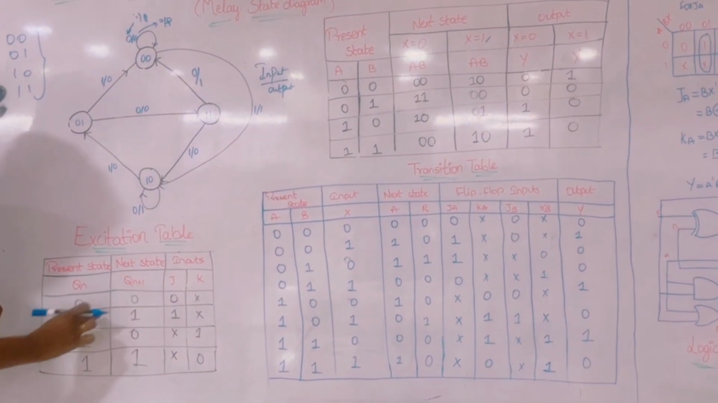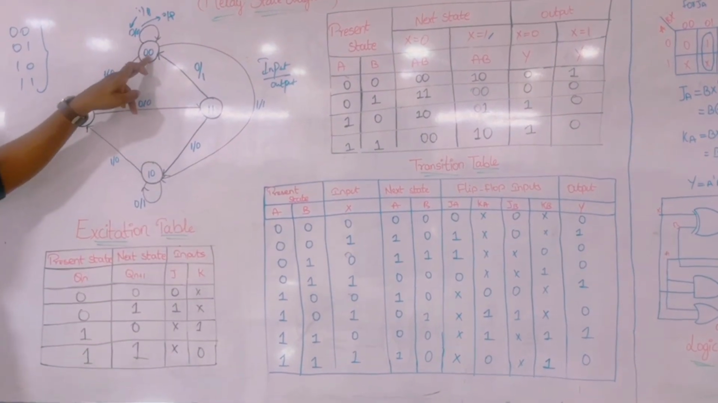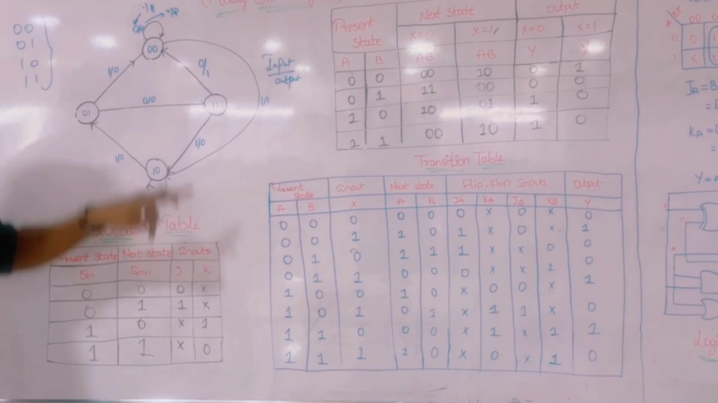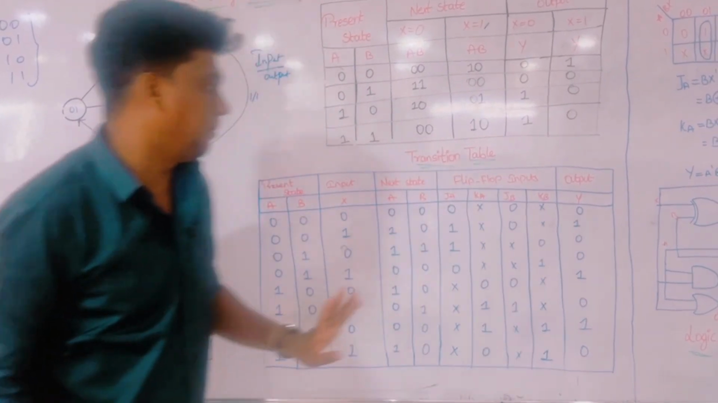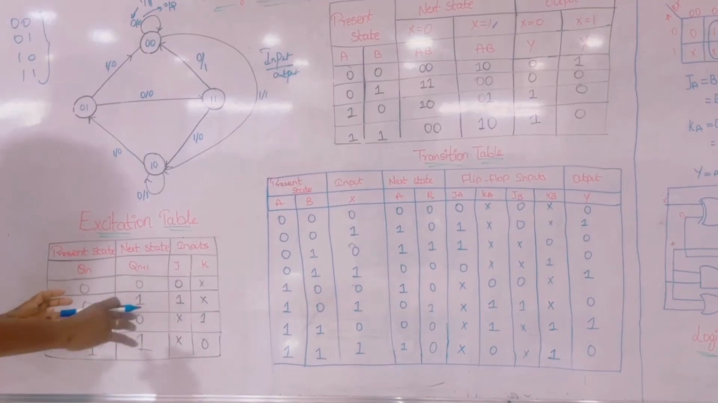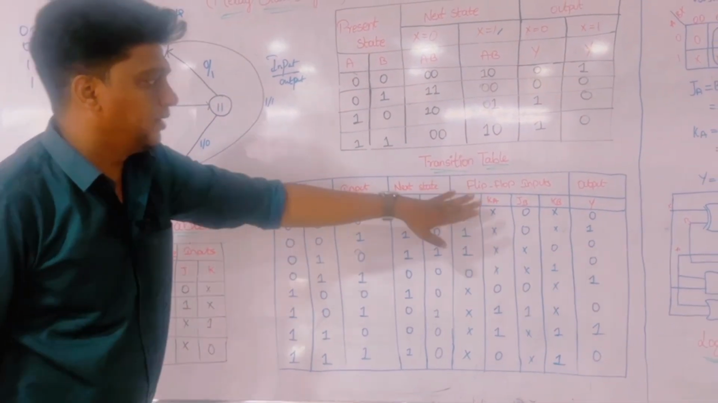The conditions are 00, 01, 10 and 11. Here it is a 2-bit combination, so that's why we are using 2 flip-flops, JA KA and JB KB. First, from this excitation table, we are going to draw the transition table to obtain the flip-flop inputs.